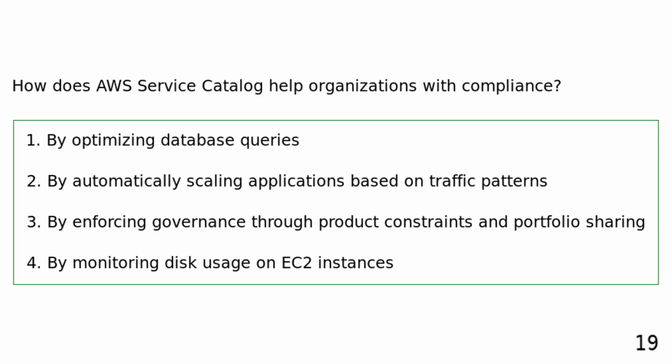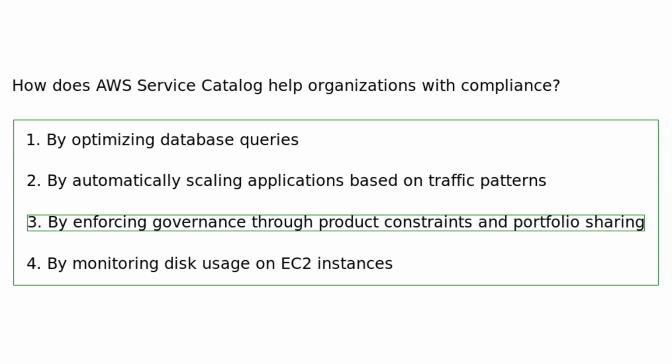How does AWS Service Catalog help organizations with compliance? By optimizing database queries. By automatically scaling applications based on traffic patterns. By enforcing governance through product constraints and portfolio sharing. By monitoring disk usage on EC2 instances. AWS Service Catalog helps organizations with compliance by enforcing governance through product constraints and portfolio sharing, ensuring resources are provisioned in line with organizational policies and regulatory requirements.